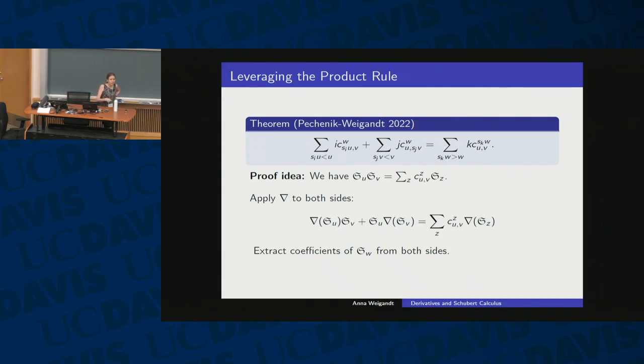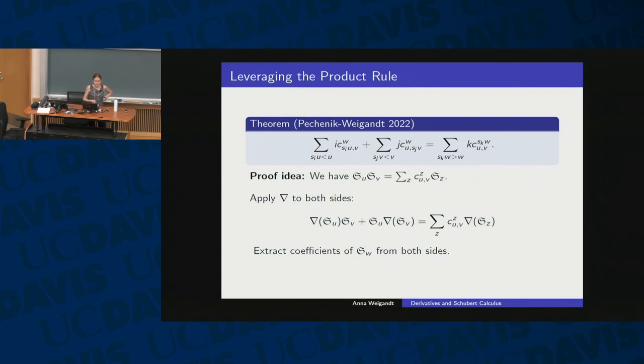And then when we apply the formula for nabla, what we get is a whole big mess of a bunch of stuff with a bunch of i's, j's, and k's floating around. But when we extract the coefficient of the Schubert polynomial for w from both sides, this is what we get in the end. And so we have a basis, we have a coefficient on the left-hand side, it better equal the coefficient on the right-hand side.